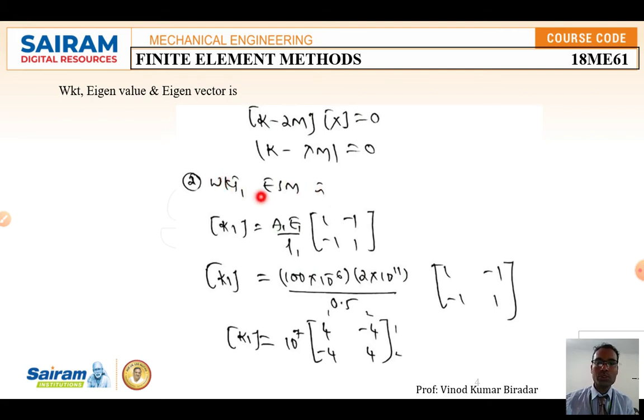This is the first step. We know the element stiffness matrix for the first element. AE by L is the stiffness matrix formula. Substitute. Our aim is to calculate this K value, then the M value, and substitute in this to get the answer.